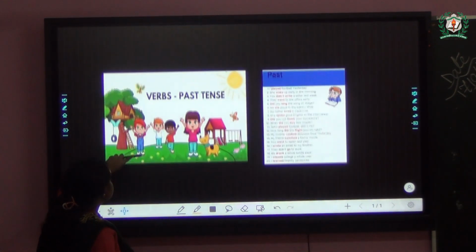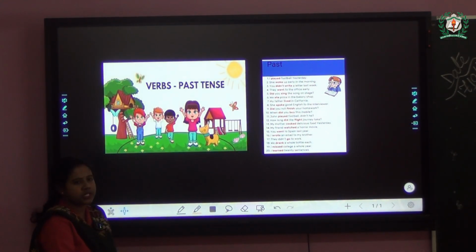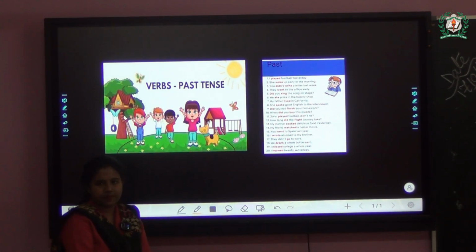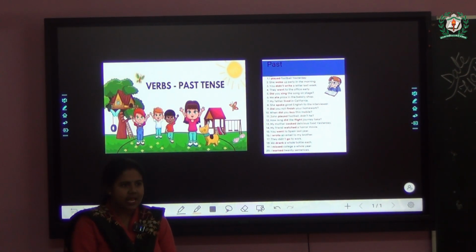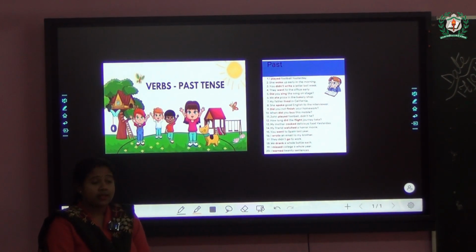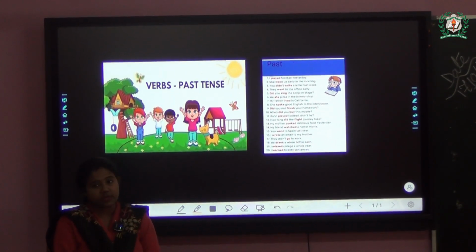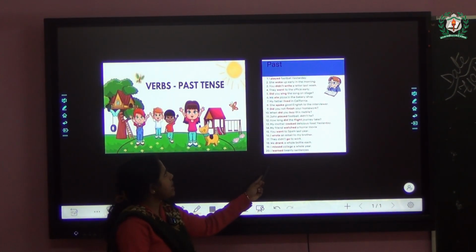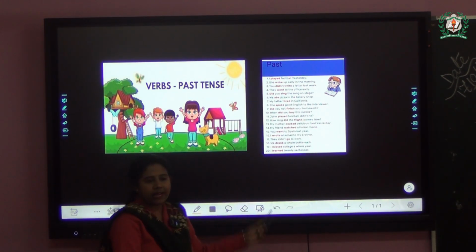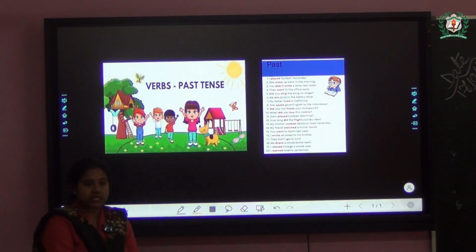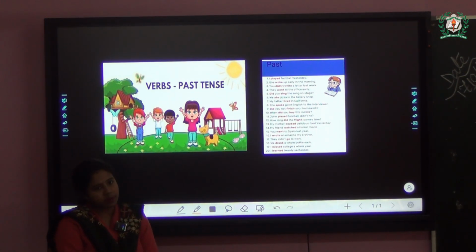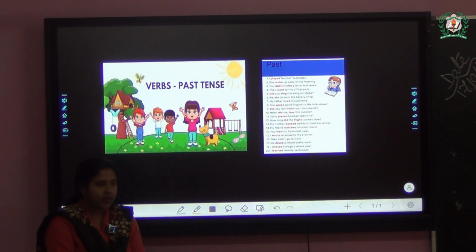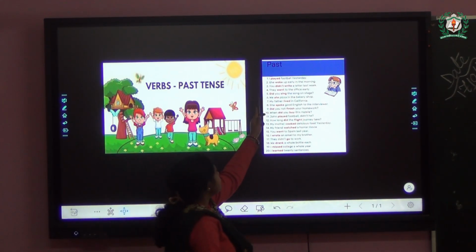So after present tense form, we are going to deal with the second type of tense, that is past tense. To deal with past tense sentences, as I told you, we should know the past form of the verbs. Maybe it is in regular form or maybe it is in irregular form. Okay, so see the first sentence.